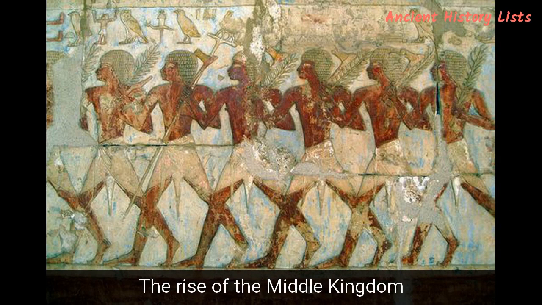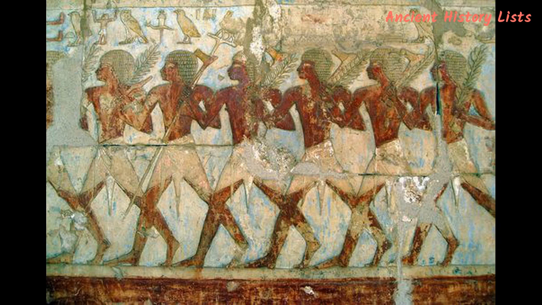Number 5. The rise of the Middle Kingdom. The collapse of the Old Kingdom led to the death of many people, and this decline in the population continued for another 200 years, into the First Intermediate Period. Egypt was a civil war zone where the Upper and Lower Egypt regions were split by fighting.